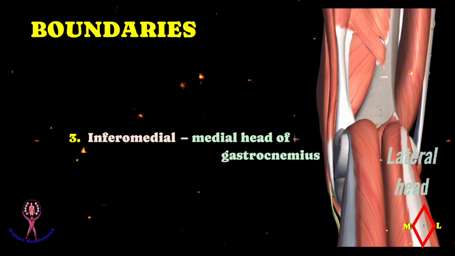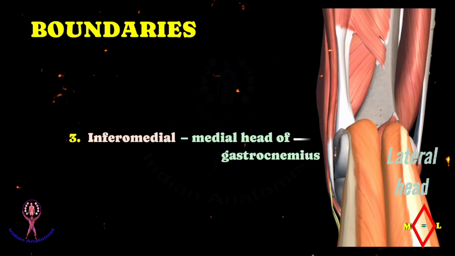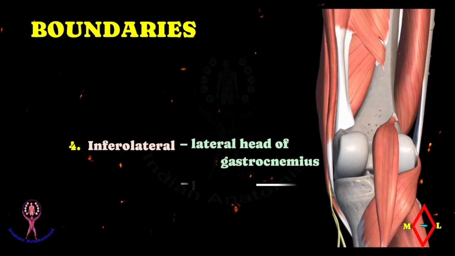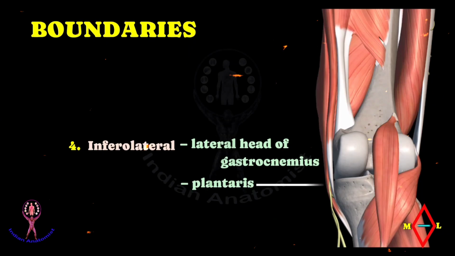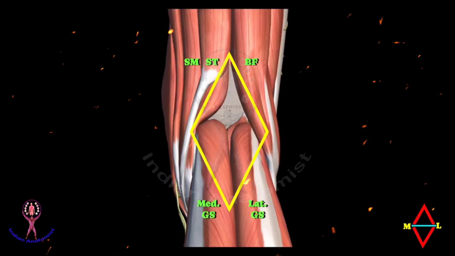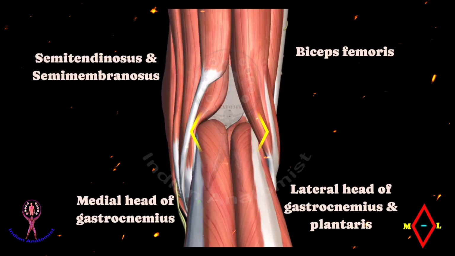Inferomedially, it is bound by the medial head of the gastrocnemius muscle, and inferolaterally, the lateral head of the gastrocnemius muscle and plantaris muscle, which is present under cover of the lateral head of the gastrocnemius. This animated illustration shows the structures forming the boundaries of the popliteal fossa.